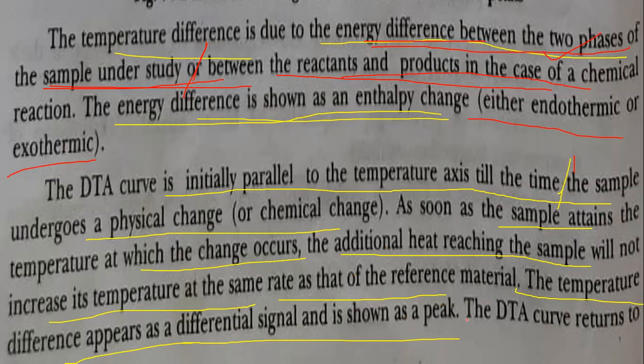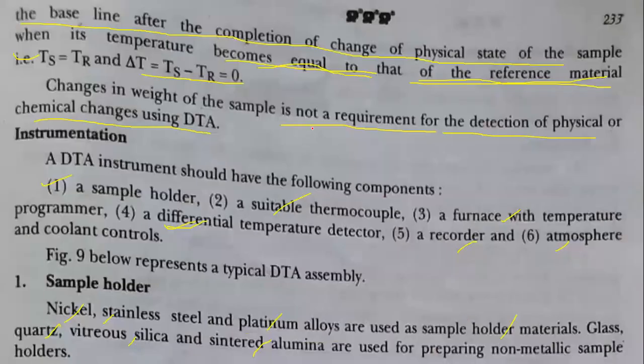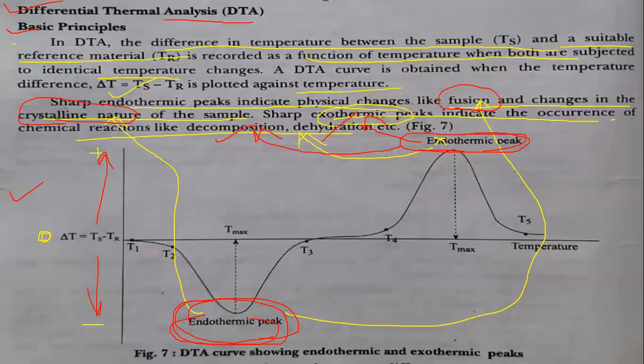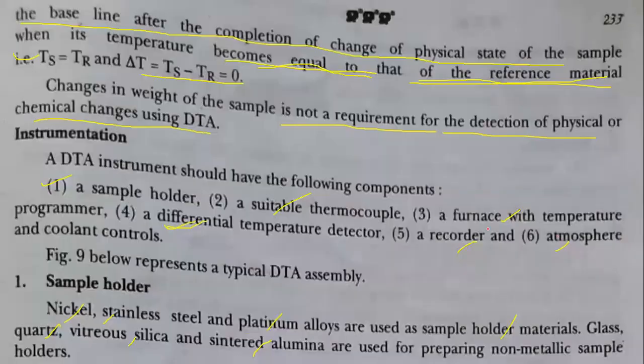The temperature difference acts as a differential signal, as shown in the peak. The DTA curve returns to the normal baseline. You saw that first it went down and came back to normal. It goes down and comes back to the original, then again goes up and comes back to the normal state. This is how it is observed. It comes back to the original baseline after the completion of the change of physical state of the sample, when its temperature becomes equal to that of the reference material, that is Ts equals Tr.